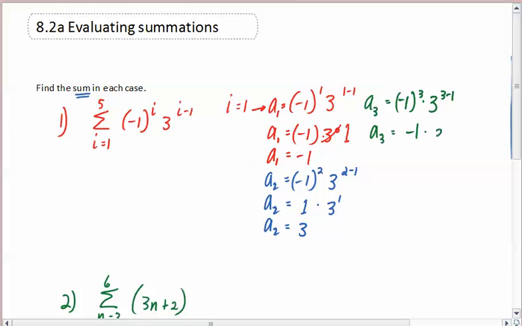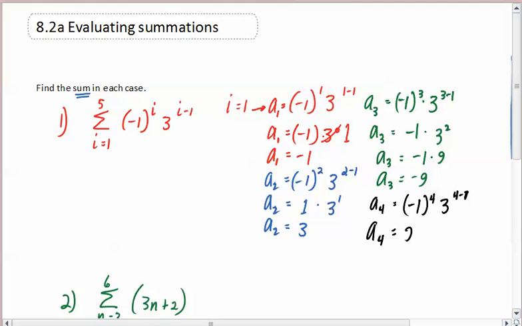You can see the pattern, right? Of course you can see it. So then we have negative 1 times 9, and we have negative 9. Okay, let's take a look at a sub 4. So we have negative 1 to the 4th. You know that's going to clear out the negative. We're going to have 3 to the 4 minus 1 power. So we have a sub 4 is just going to be 3 to the third power, which is 27.